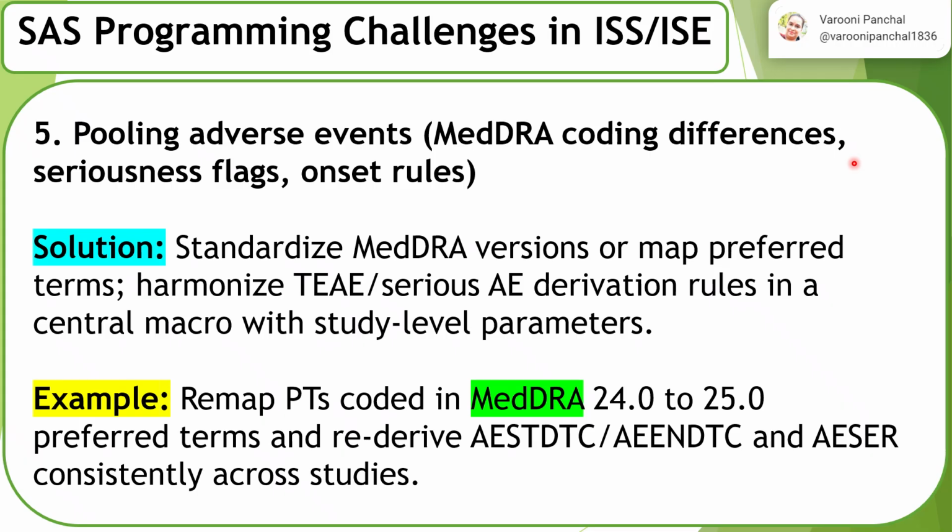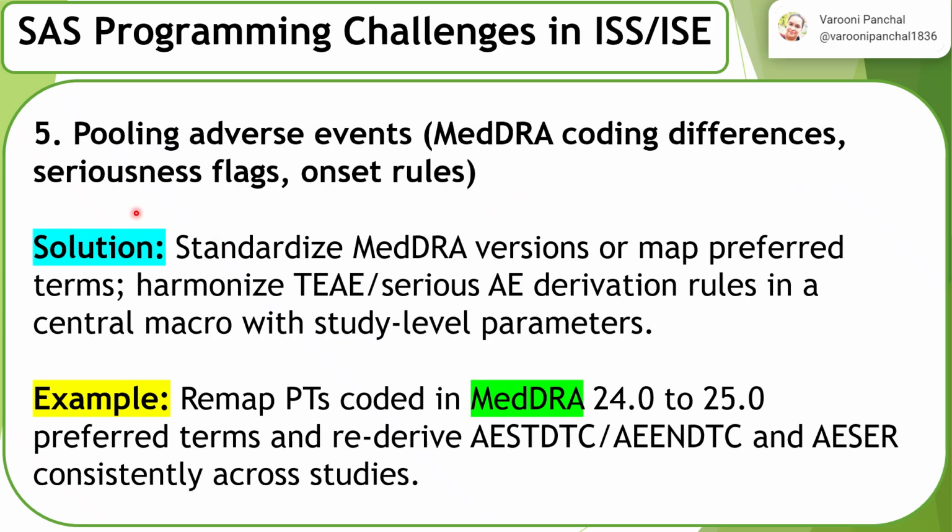Say in 12 individual studies, in 6 studies one specific version number, say 22, was used, whereas in another 6 studies the latest version, which is version 25, was used. Those kinds of differences you will see on the basis of the version of the MedDRA software.